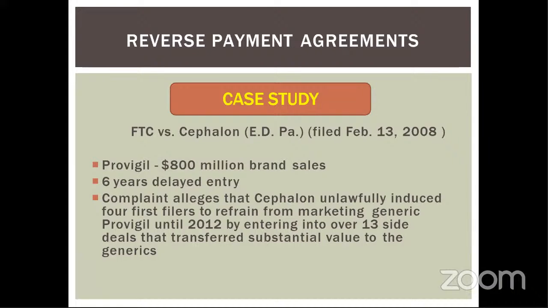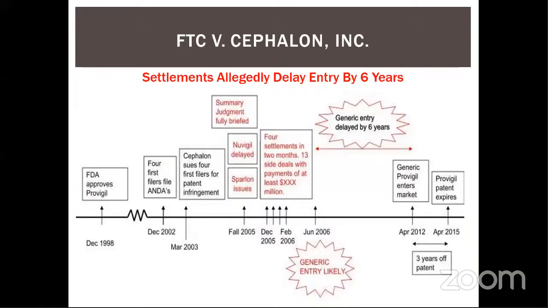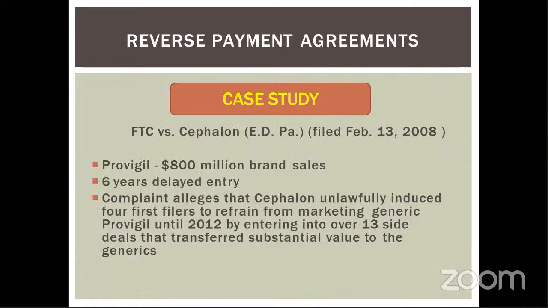From this, you can easily understand what is the meaning of reverse payment agreement. This is one settlement alleged delay entry by 6 years. The same example, when Provigil got FDA approval in December 1998, and after that, after April 2015, 3 years of patent. Okay, 3 years off, and generic entry that is completely delayed by 6 years only because of this one reverse payment agreement.